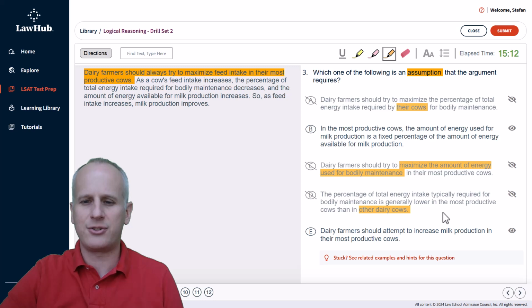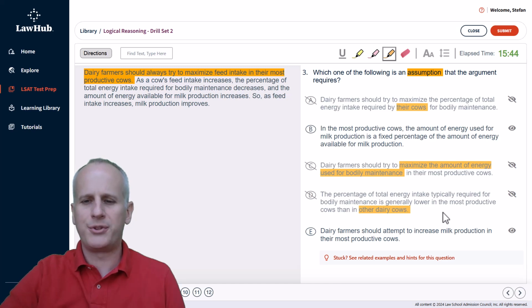And then lastly, we've got choice E. Dairy farmers should attempt to increase milk production in their most productive cows. Okay, once again, we have the correct cows. So when we're down to B and E, let's apply that negation test to see which answer choice, if it were the opposite, would cause this argument to fail. Because the way that an assumption is supposed to work in logical reasoning, or really any argumentation, is that if you were to take away the assumption, the argument should fall apart.